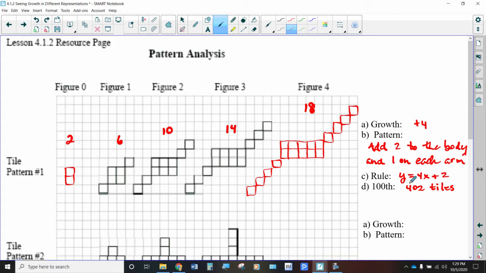Okay, so once we know that the rule is correct, now we can apply that to the 100th figure. So how many will be in the 100th figure? 4 times 100 plus 2 is 402.